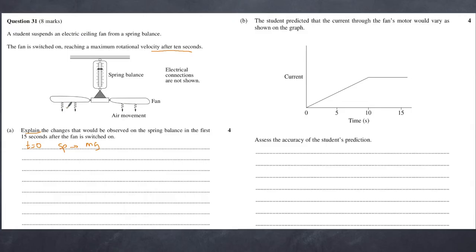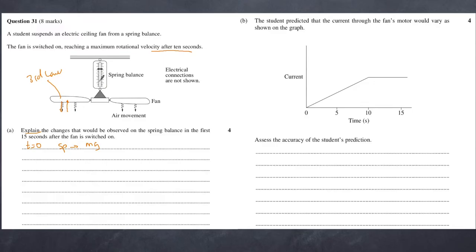As it speeds up, the blades of the fan are pushing the air down, and as a result of Newton's third law, the force onto the blades is going to go in the opposite direction. So I'm explaining that Newton's third law applies a force onto the blades due to the fact that it's pushing the air down.